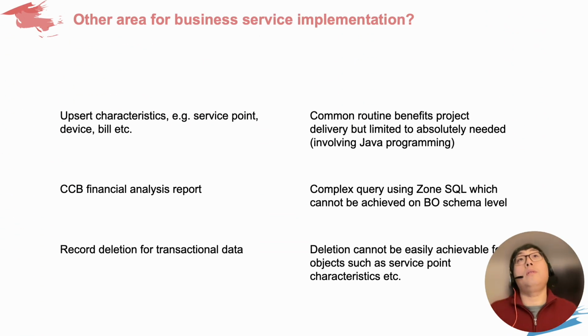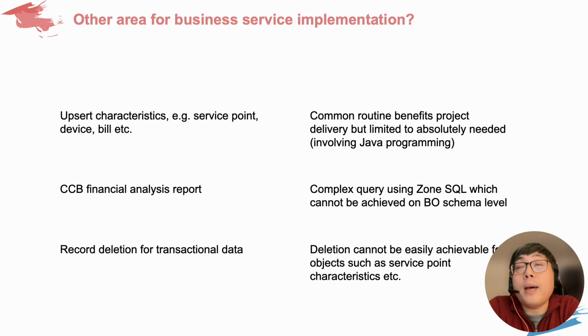Okay, so let's have a look at what the use cases for the business service in your project potentially are. I've given 3 examples here. Let's say the first one is to upsert a characteristic. Characteristics happen for many objects. It is data you can extend for custom attributes for these objects. For example, service points, device, bill, etc.